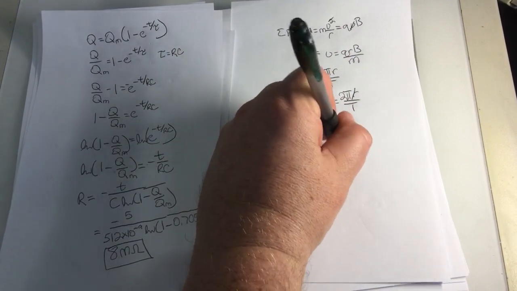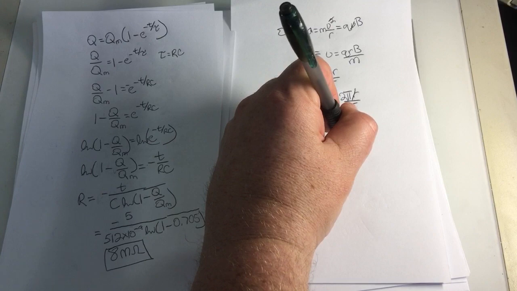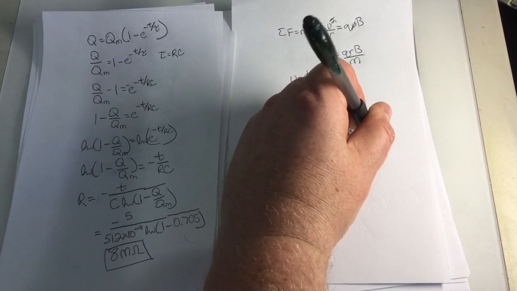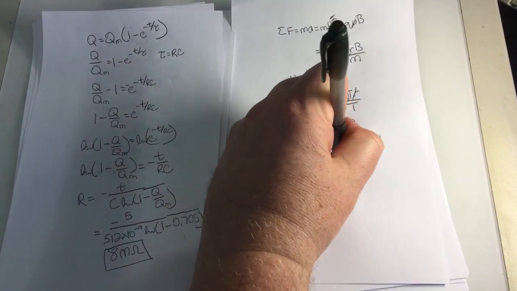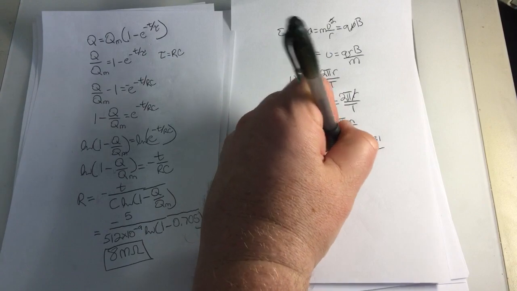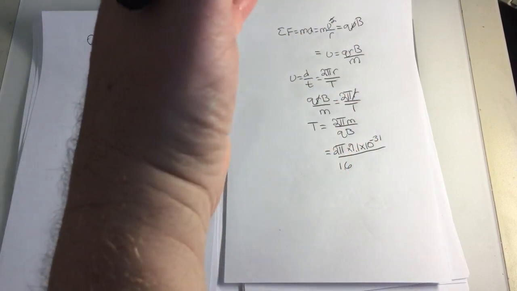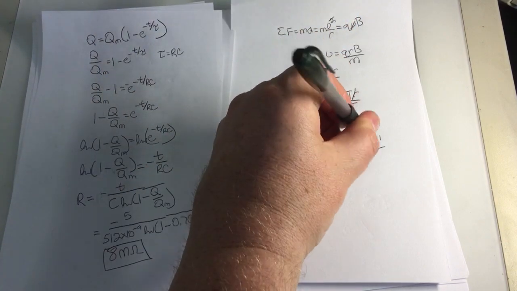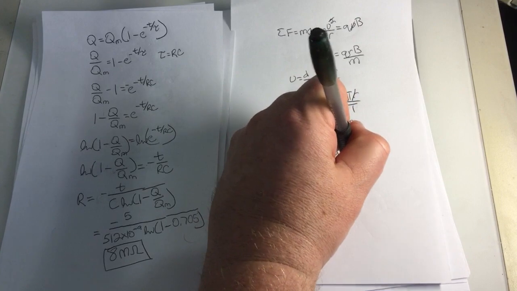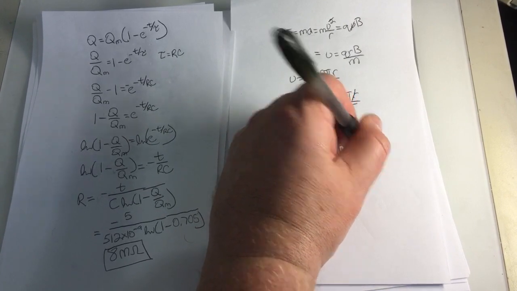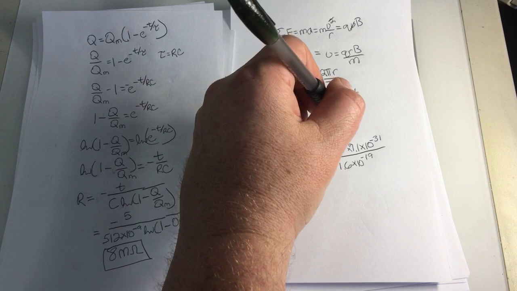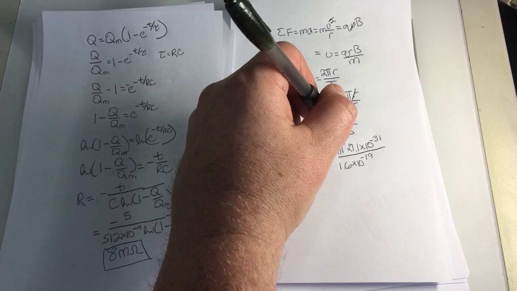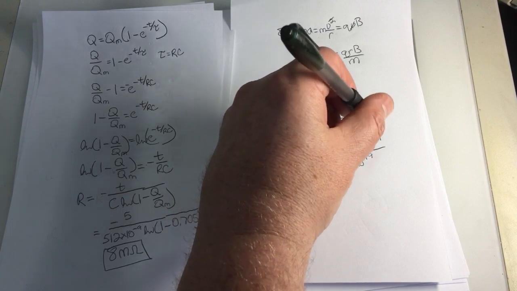So this is 2 pi times 9.1 times 10 to the negative 31 divided by 1.6. Now in this particular case, the negative signs don't really matter. We're trying to find magnitude, just the time. 1.6 times 10 to the negative 19, B is 0.2.